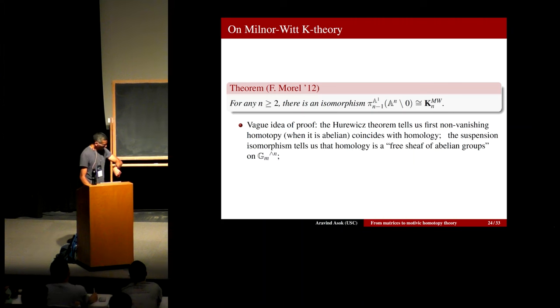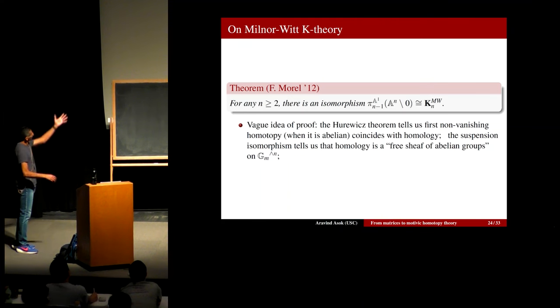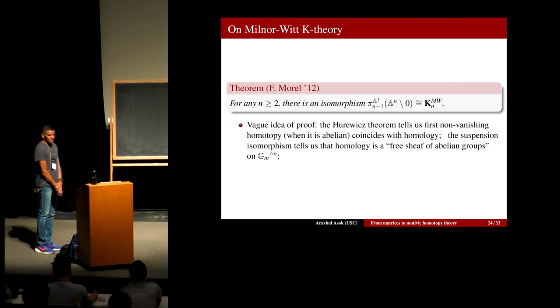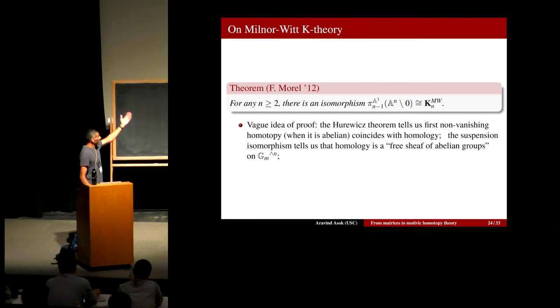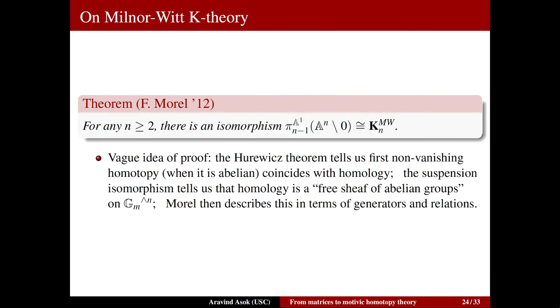Maybe I'll skip the vague idea of the proof if other people are going to talk about it. But roughly speaking, the Hurewicz theorem says that this is the first non-vanishing homotopy, so basically that's some kind of homology, and the homology is basically some free thing by means of the suspension isomorphism, namely the free abelian thing on G_m smash n. So one has to describe that, and what one does is give the generators and relations picture of what that free sheaf of abelian groups is. In fact, one gets much more than that. As part of this story, one needs to know what kind of sheaves these are. And so this is the beginning of a long story, which is told in A1 algebraic topology over a field.